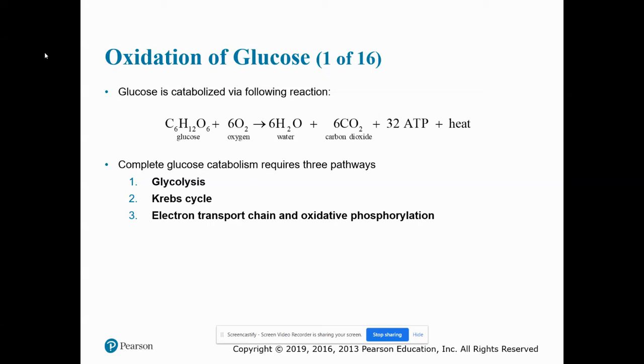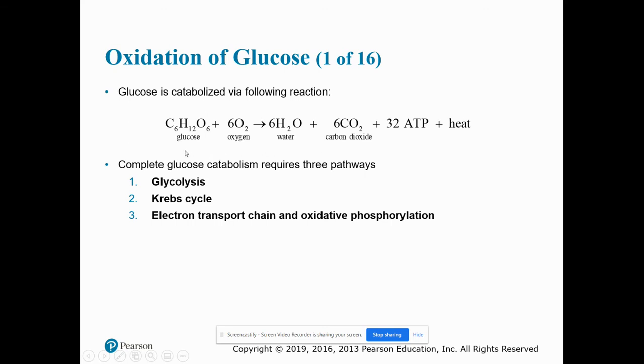We're still in chapter 24, and we are going to talk about the oxidation of glucose. So glucose is catabolized via the following reaction. It is glucose, or C6H12O6, plus oxygen, O2, is going to give us water, H2O, carbon dioxide, CO2, ATP, and heat.